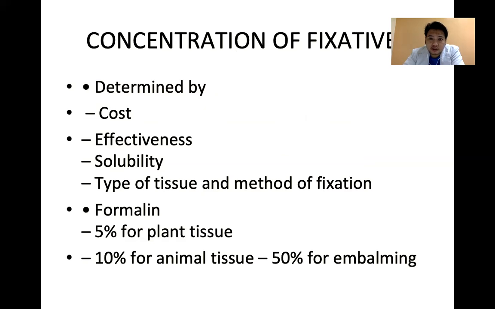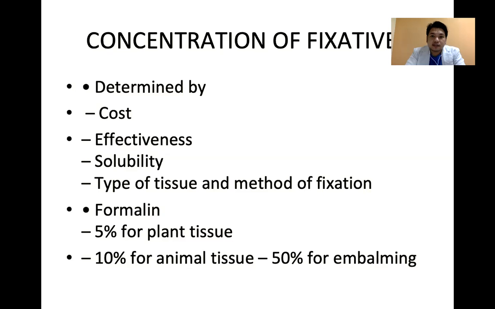Next is concentration of fixatives, determined by cost, effectiveness, solubility, types of tissues and methods of fixation. For example, formalin. Okay, so we have different concentrations of formalin. 5% formalin is for plant tissues. Okay, 10% formalin for animal tissues, and 50% formalin is used for embalming.